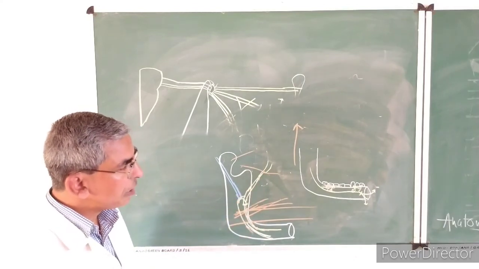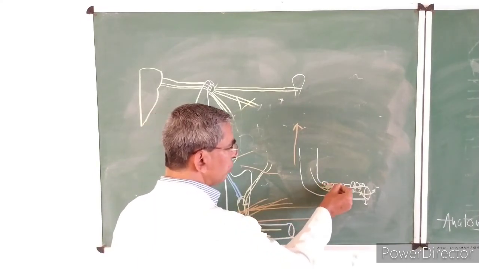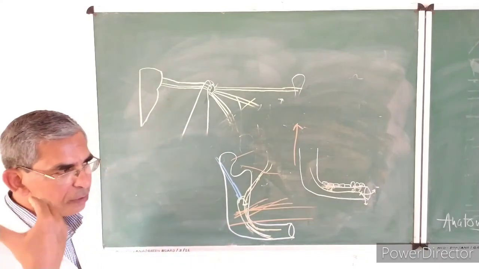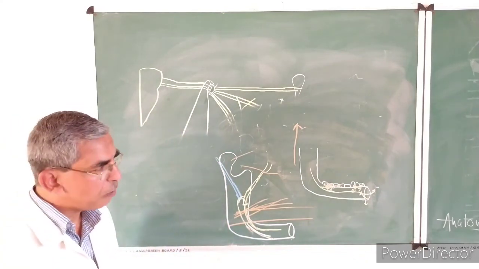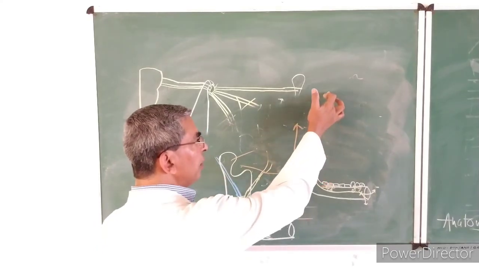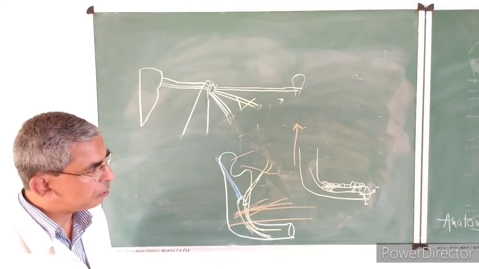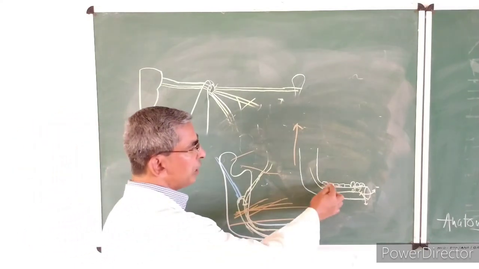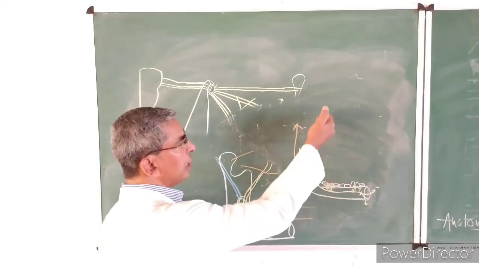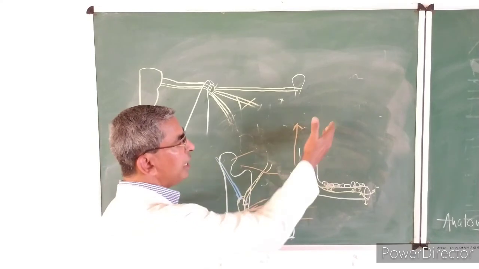Referred pain also occurs when there is dental caries. All of us have experienced that whenever there is dental caries, we feel a severe headache. Why? Because the meningeal branch of the mandibular nerve carries the sensation from the middle cranial fossa, the dura mater. So whenever there is irritation, the pain sensation is felt here. This pain sensation also refers to the head region and leads to headache.